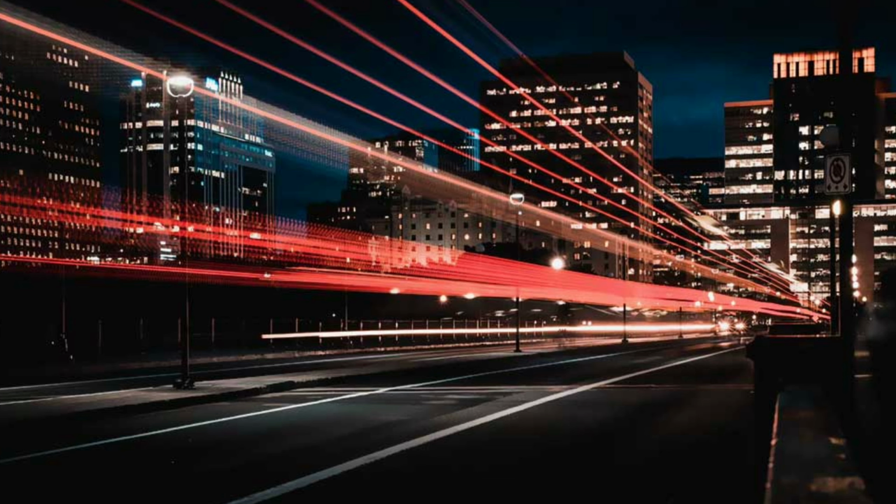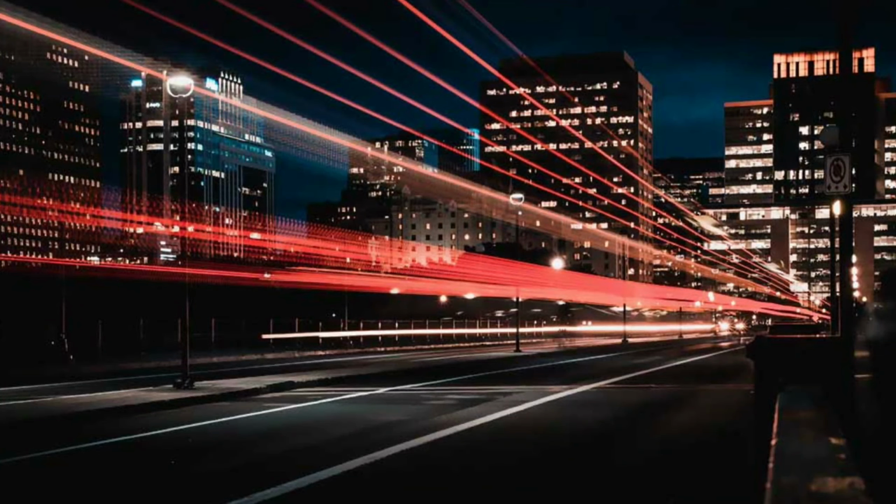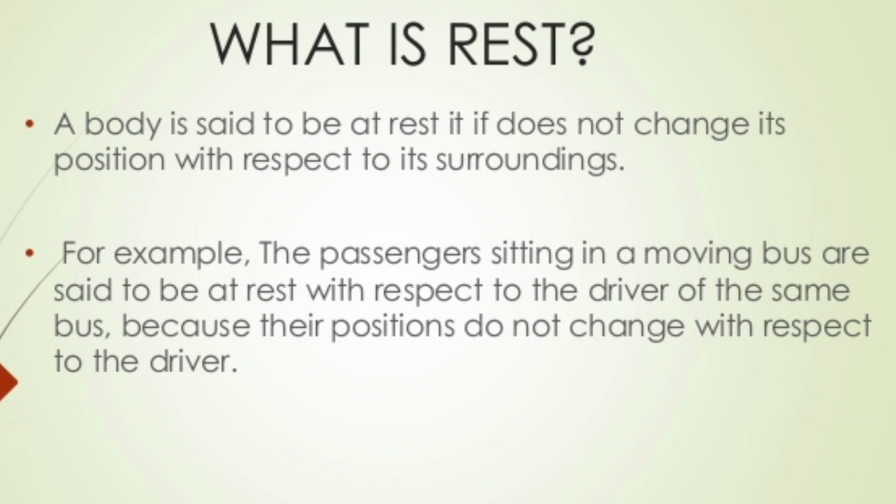Let us start again. The other day I sent you a video. Hope you have watched it. It was about different types of motion. When an object changes its position with respect to time, it is said to be in motion. And an object which does not change its position with respect to time is said to be at rest.